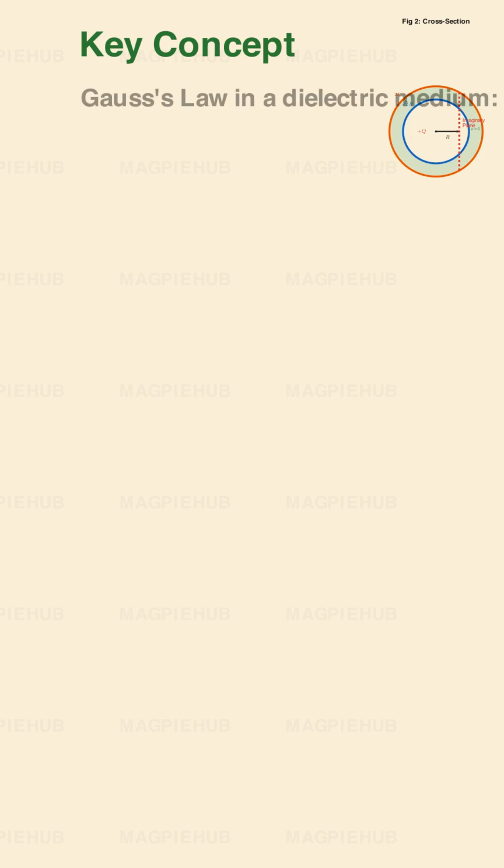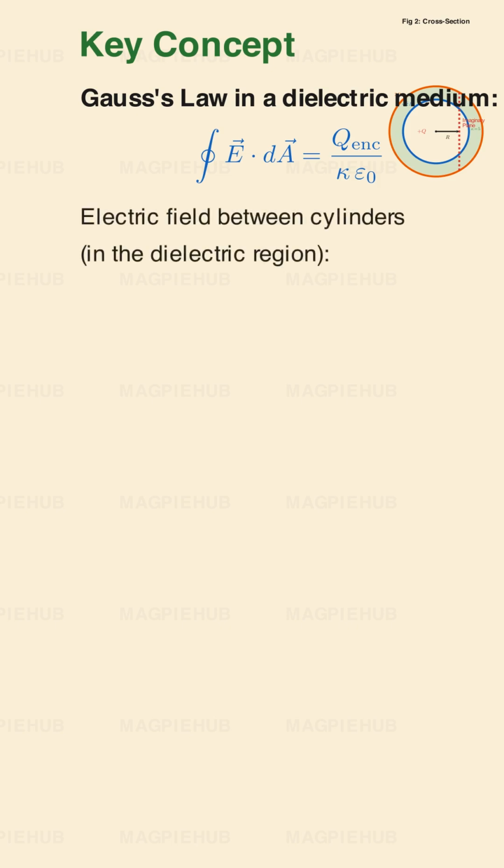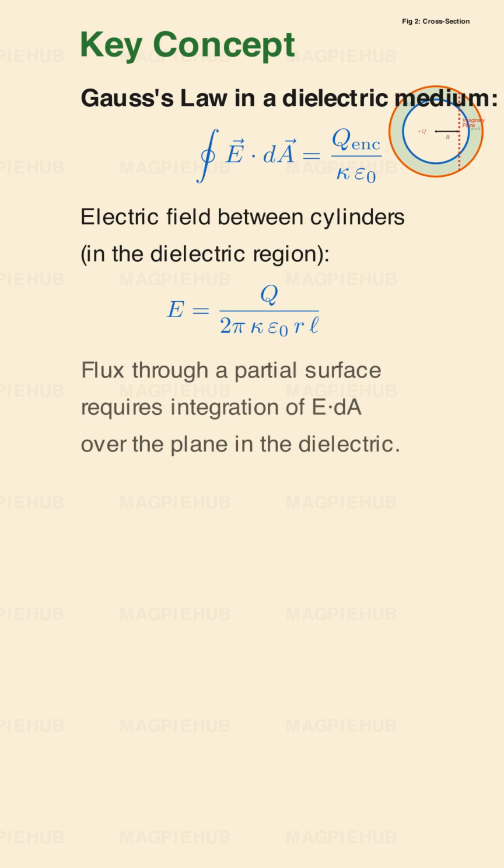The key concept here is Gauss's law in a dielectric medium. The total flux through a closed Gaussian surface enclosing charge q in a dielectric of constant kappa is q over kappa epsilon naught. The electric field between the cylinders, in the dielectric region, is E equals q over 2 pi kappa epsilon naught RL. Since the imaginary plane is a flat surface, not a closed surface, we need to integrate E dot dA over the portion of the plane that lies in the dielectric region.